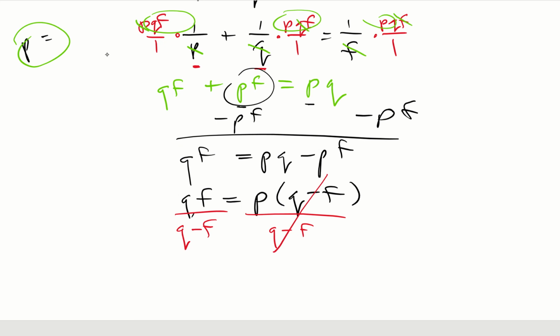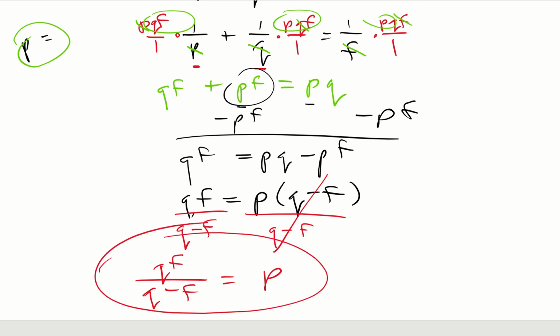Yeah, this cancels. Here's your formula. This is the answer: Q times F divided by Q minus F. Isn't that sweet? And that's the final solution here for this particular guy. And I think we're out of it.